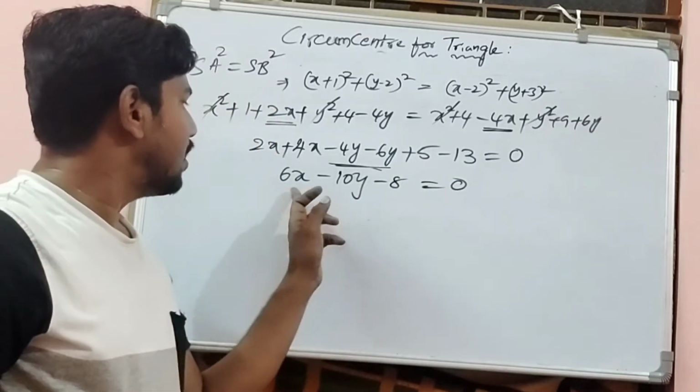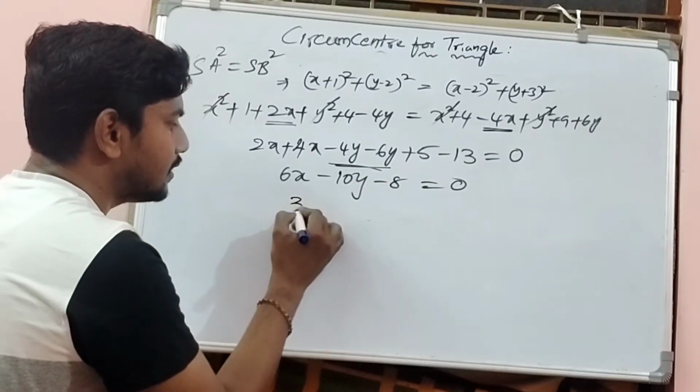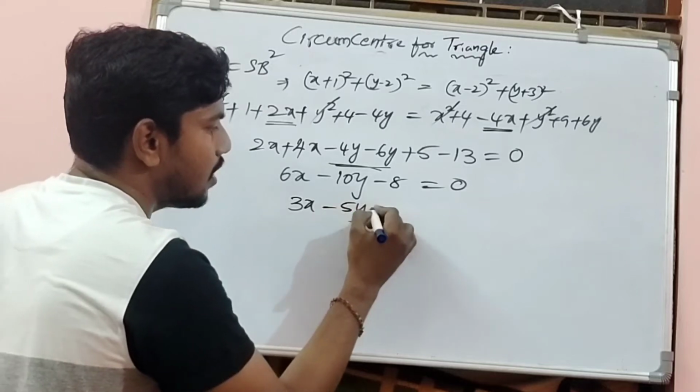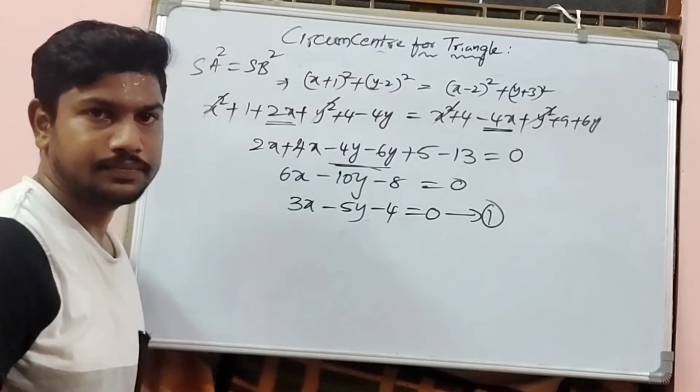We can see some number is common in all these terms. So I can take 2 common. 3x minus 5y minus 4 is equal to 0. Let us consider this is equation number 1.